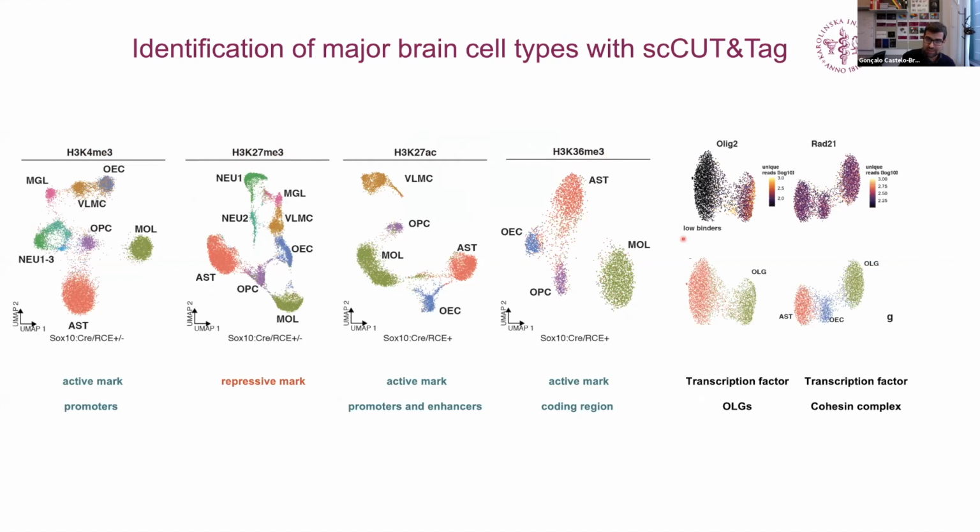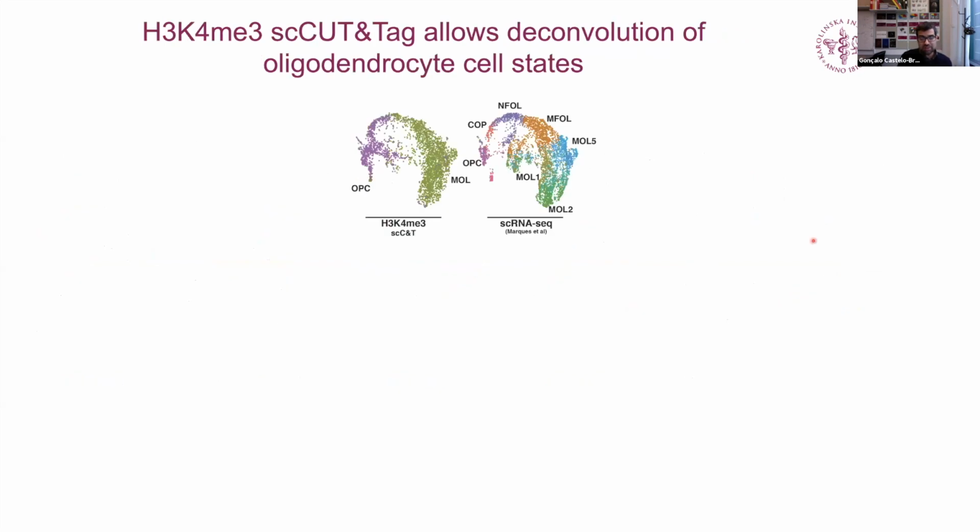And again, he could identify the major glial cell types, for instance, with these ones. And then he also extended this to transcription factors, some of which did not work and some of which, like OLIG2, work. We could separate low binders from high binders, the high binders being the cells of the oligodendrocyte lineage, and also RAD21, which could also separate the different subpopulations of glial cells.